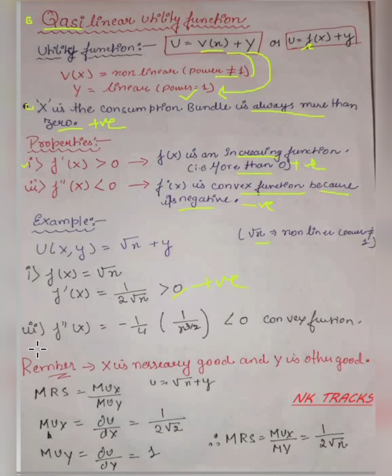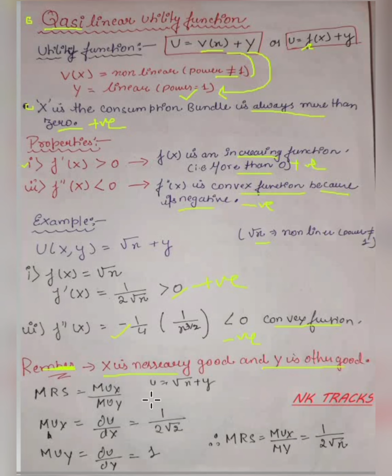And now see our second property. f double dash x is equal to, we differentiate this term again and we get minus 1 by 4 x to the power 3 by 2. Here we got a negative sign, which means the function is concave, and the value is negative. Okay, and always remember that x is a necessary good. x is always a necessary good, and y is the other good.